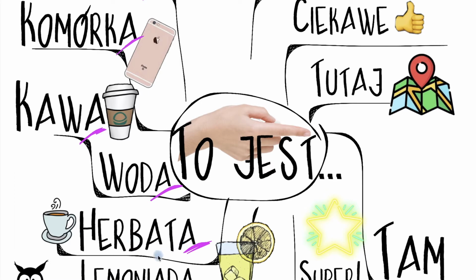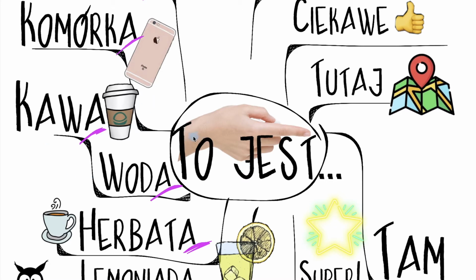And the last word that we've got on the left-hand side is the word for a lemonade. Lemoniada. So again, no difficulty here. So let's practice a bit with all those words that we've got here.